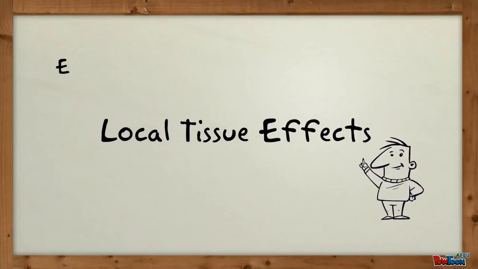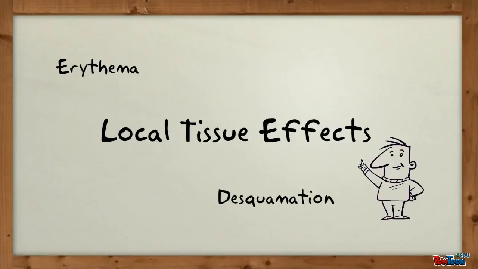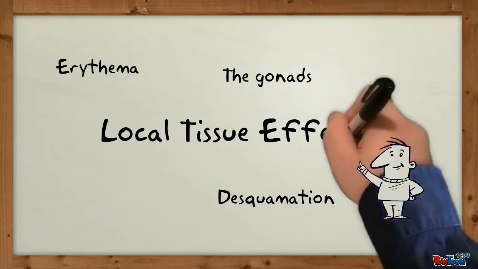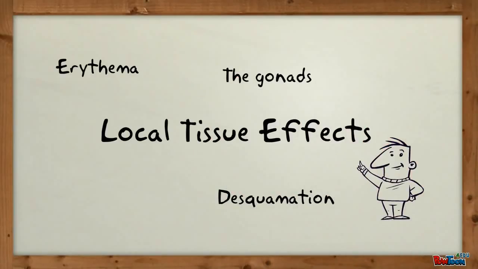There are many examples of local tissue damage by radiation. The first is erythema, or skin reddening. This response is followed by desquamation, which is a form of skin ulceration. The gonads are affected, in particular the sperm and the oocytes, and these are the most radiosensitive cells while they are in the stem cell phase.